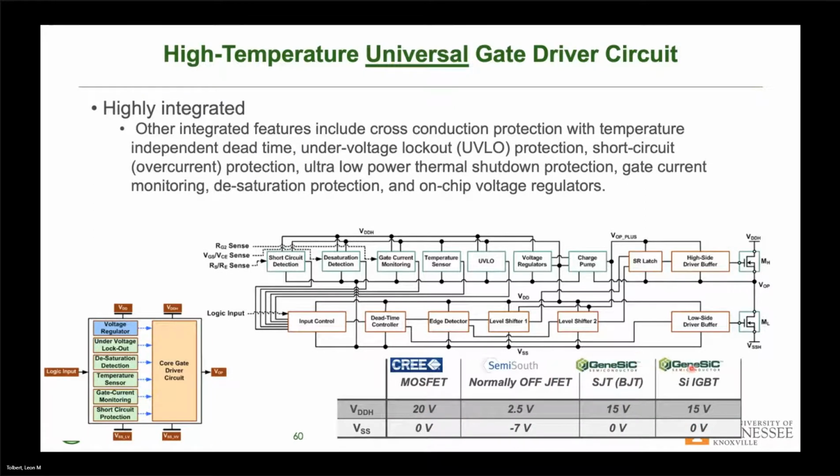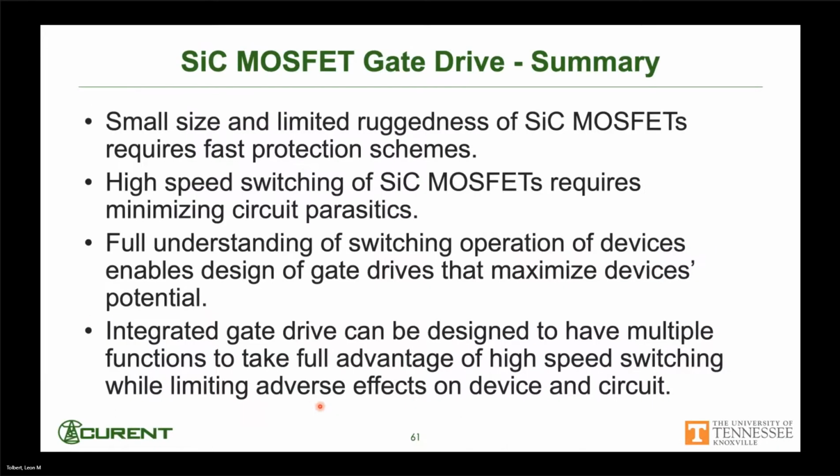We tried it out with several different devices, including MOSFETs, which at that time, something like 0 to 20 volts, some of the normally off JFET that was available from Semi-South had this kind of variation. The SJT from Genesic 0 to 50, which is basically a BJT or an IGBT. So we were able to test it on all these different devices over a wide temperature range, and it was a pretty good product, at least I thought. Fairly rugged.